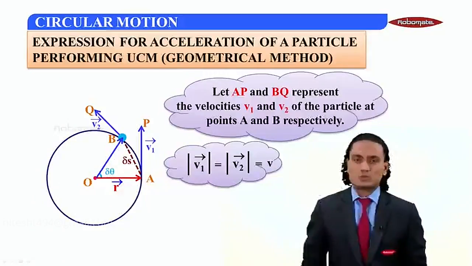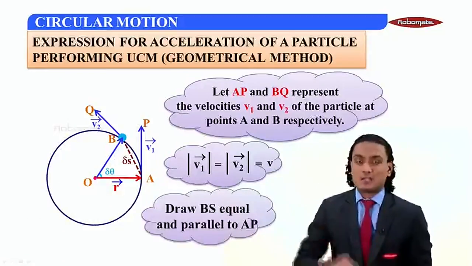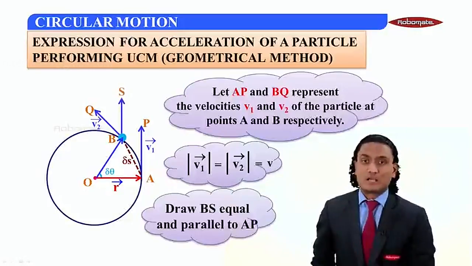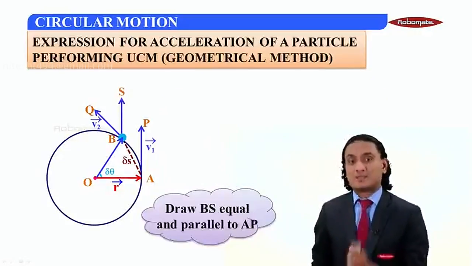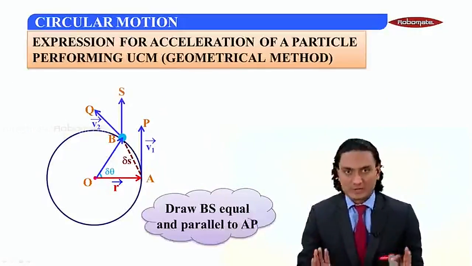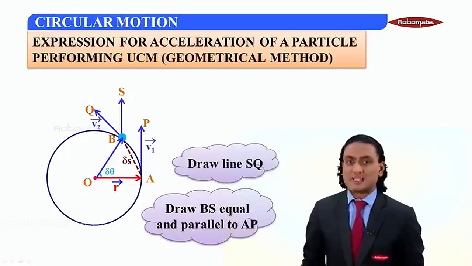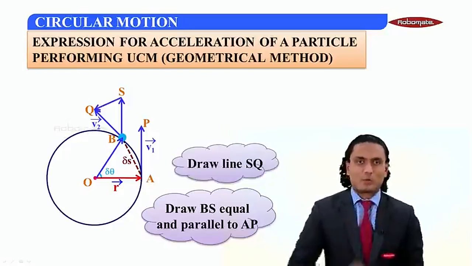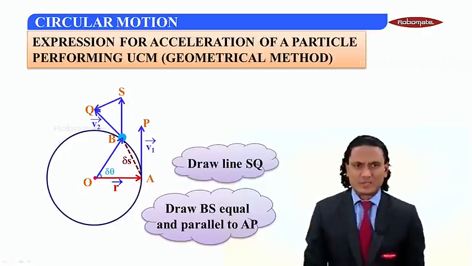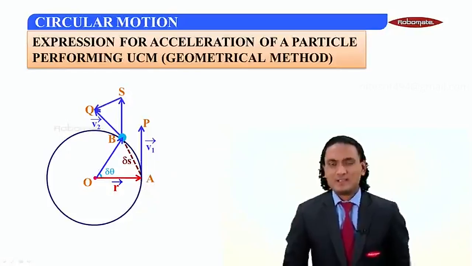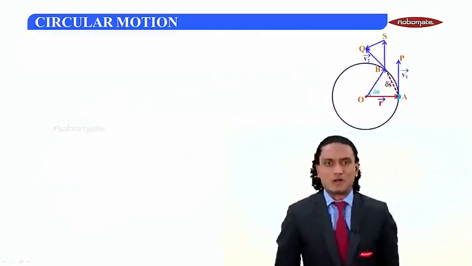Fine. Now students, I'm going to draw another vector BS, and this vector BS is equal to AP as well as parallel to AP. Is that clear to you? Fine. Now I'm going to draw one more vector, and this vector is your SQ. You see there, I'm drawing one more vector SQ. Is there any question till now? No. Fine. So let us move on with the construction.